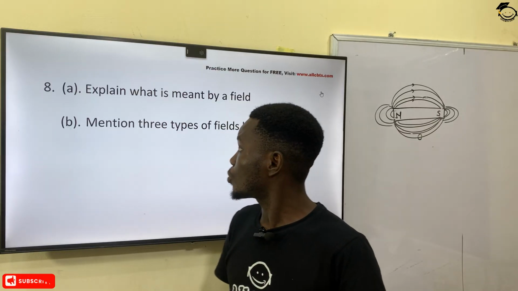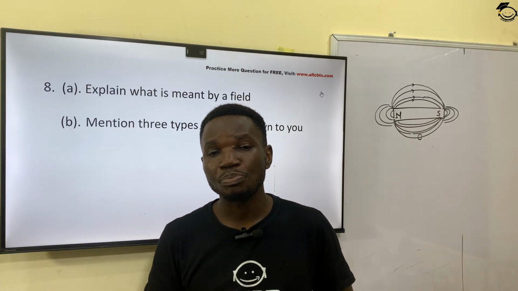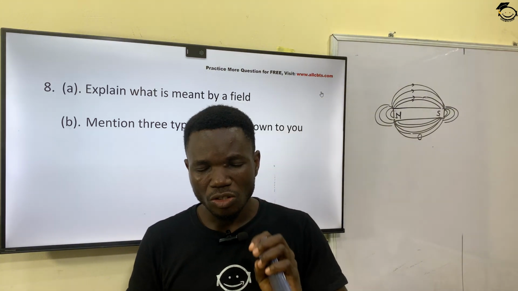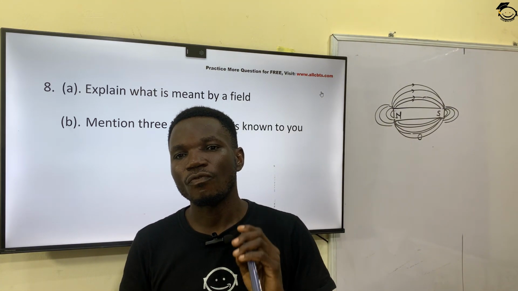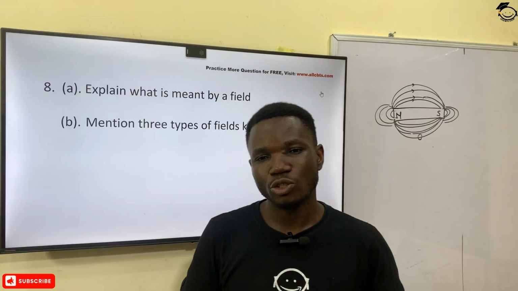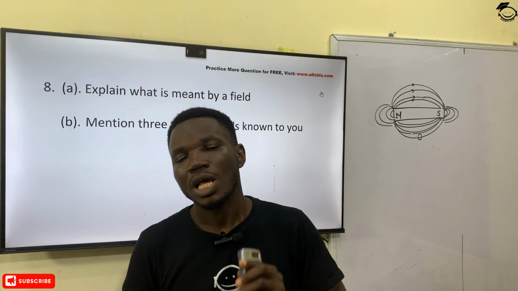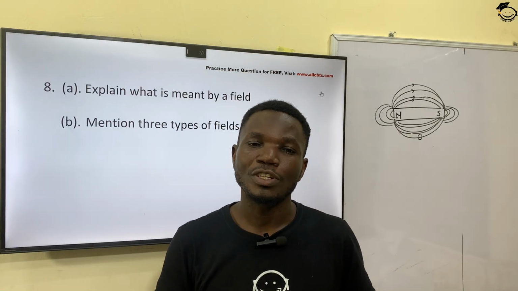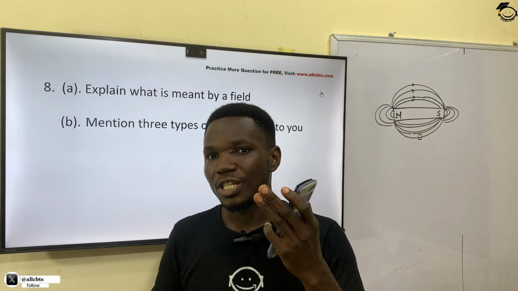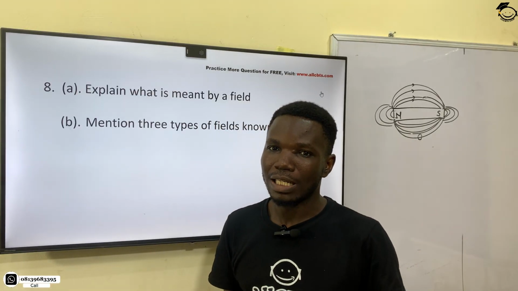Moving on to the next question, question number 8. It says, explain what is meant by a field. Now, a field is a region or space where the effect of a force can be felt. This force may be gravitational, may be magnetic, may be electromagnetic, etc. So the region or space where the effect of a force can be felt is called a field. So a field does not necessarily mean a football field. It can be an electric field. A field in physics is not a football field. It is a region or space where the effect of a force can be felt.